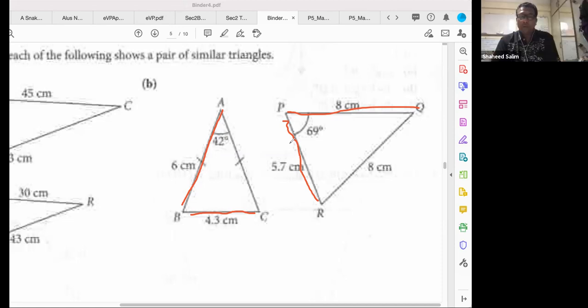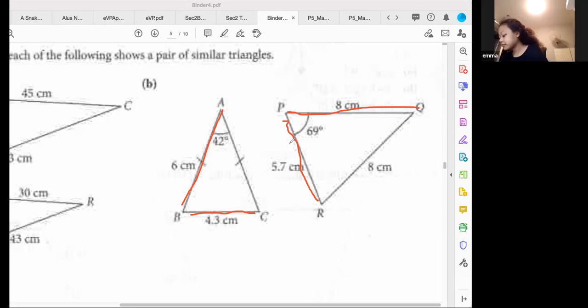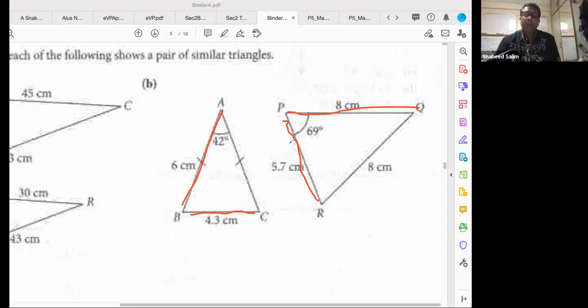1.3333. Okay, 1.3333. 5.7 divided by 4.3. Oh, 1.3255. So yeah, it's different. It's different. So the book says it's the same. The book says it's similar. So the book is not correct. But let us check. Let us check the other way.